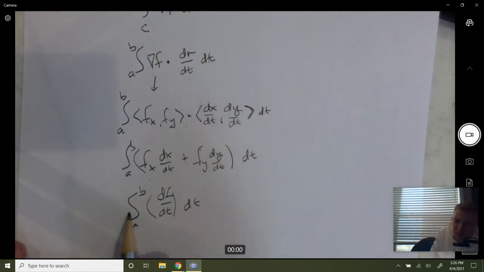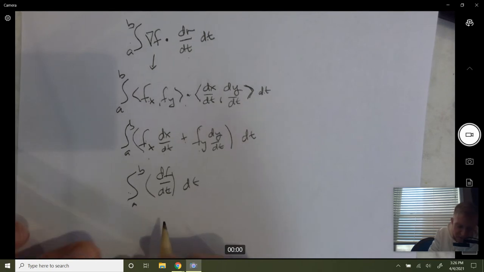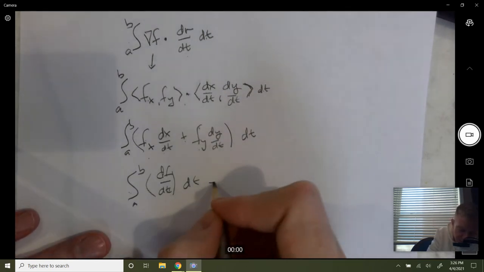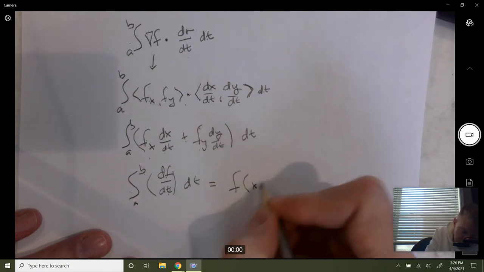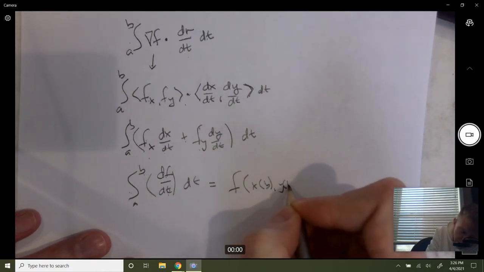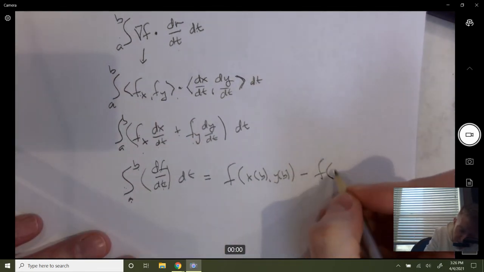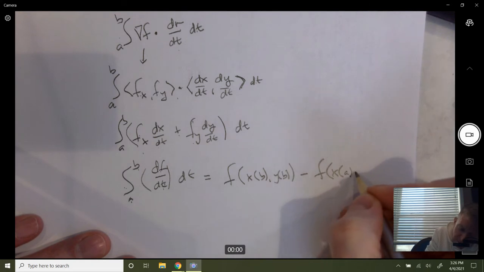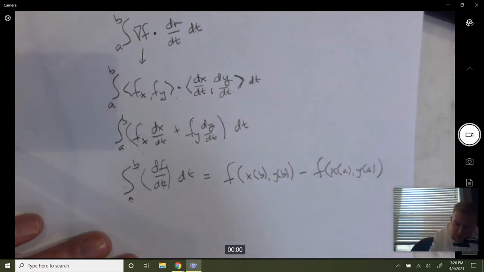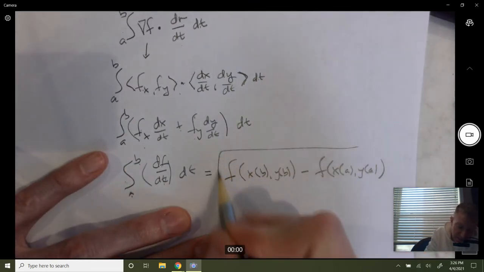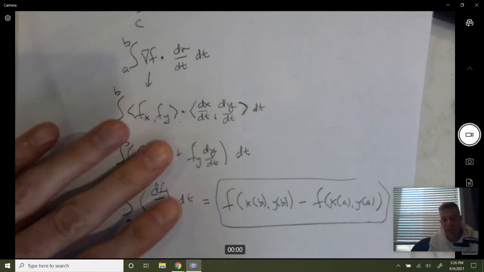Now you have an integral of a derivative, and when you take an integral of a derivative, by the other part of the fundamental theorem of calculus, that's equal to your f function evaluated at b, so x of b, y of b, minus your f evaluated at a, so x of a, y of a. Okay, so this right here is our fundamental theorem for line integrals.